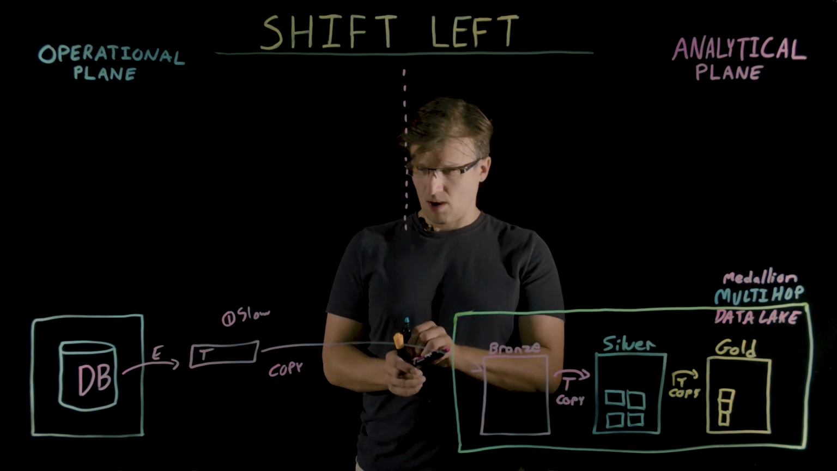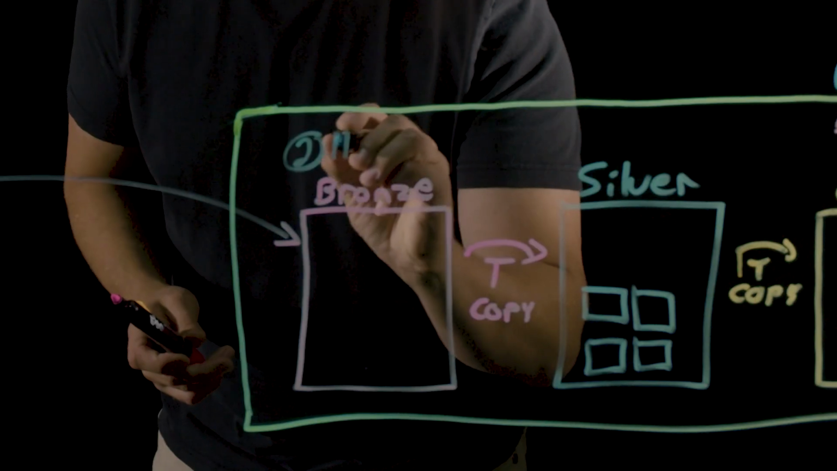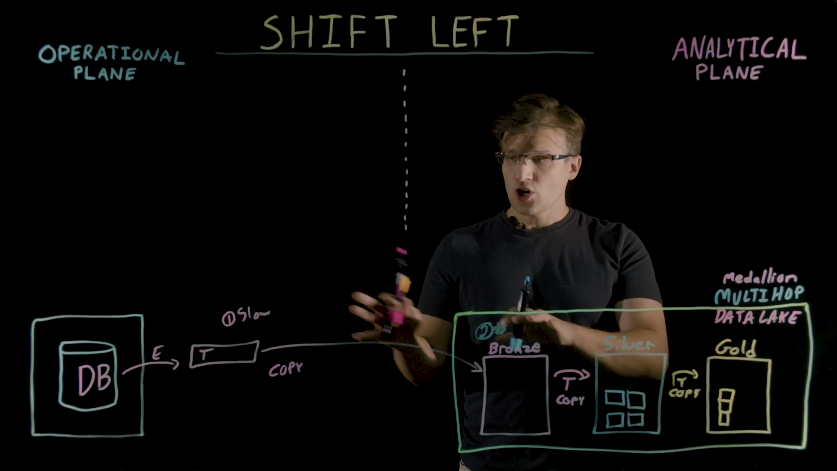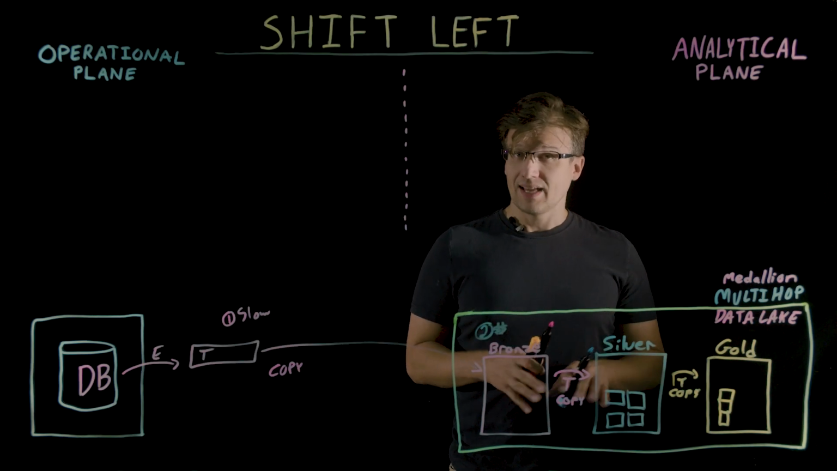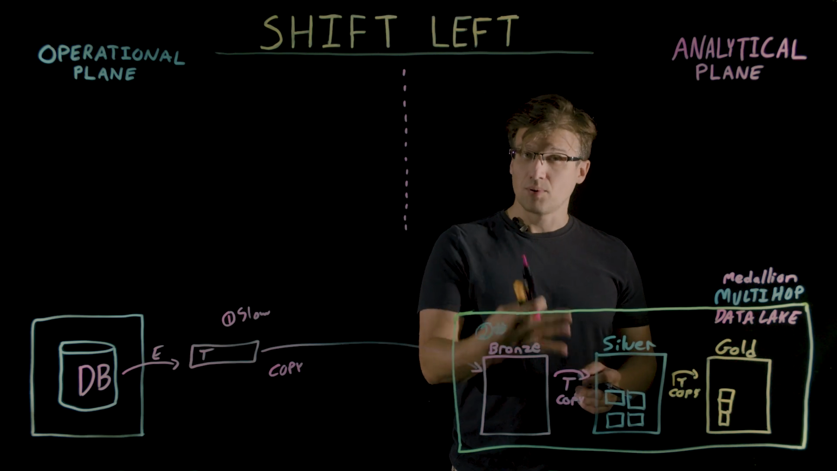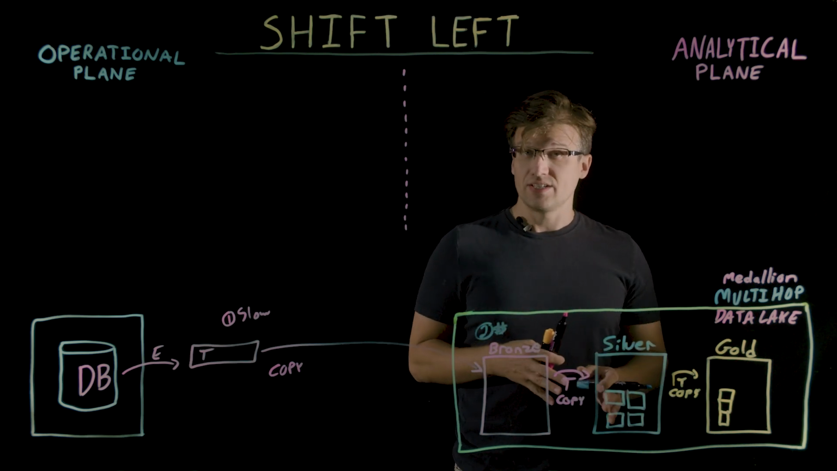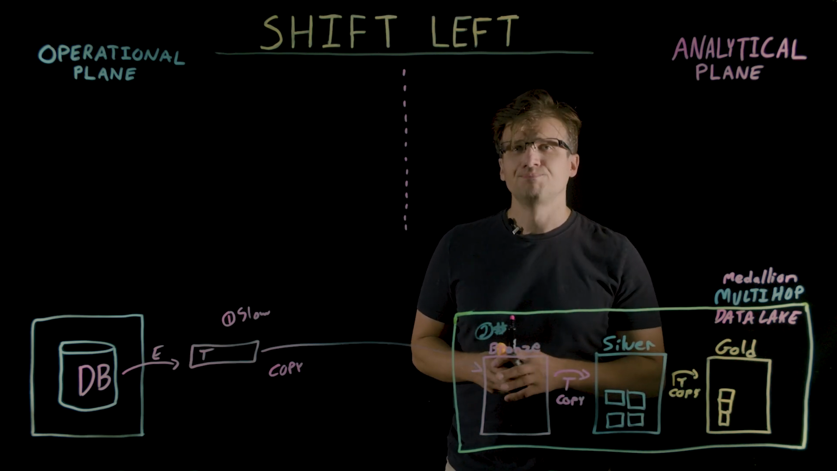The second problem is that it's expensive. Each hop is yet another copy of data, as well as the processing power to load it, process it, and write it to the next stage in the multi-hop architecture.